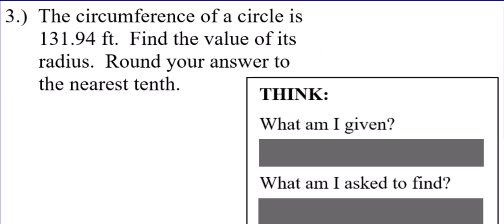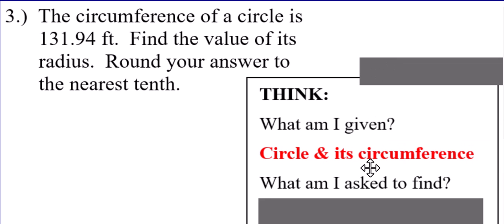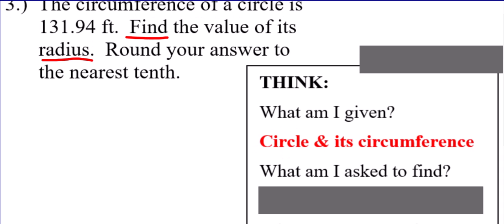Problem number 3. The circumference of a circle is 131.94 feet. Find the value of its radius. Round your answer to the nearest tenth. Okay, so what are we given? We are given a circle. Write this down. And again, we're told right up here its circumference. So write that down. What are we asked to find? I'm going to go ahead and underline it for you. We are asked to find the value of the radius. So let's go ahead and write that down.